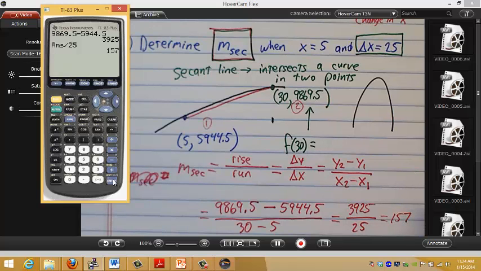Question. What are the units of measurement on this slope? Talk to each other about that for 20 seconds and see what you can come up with.